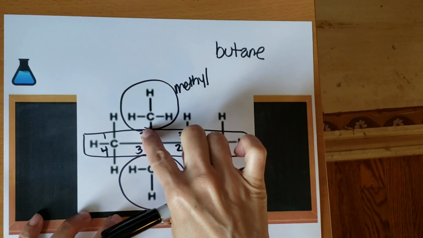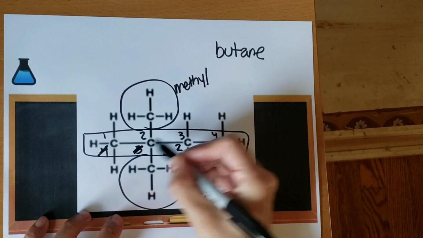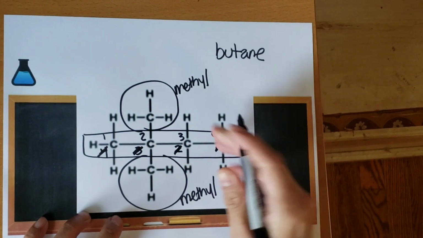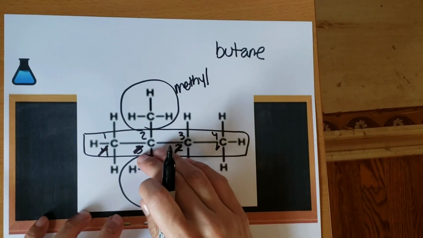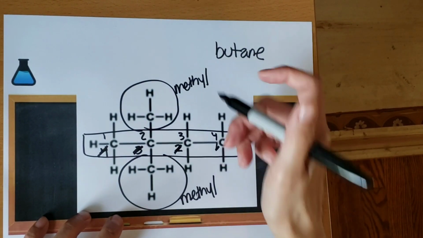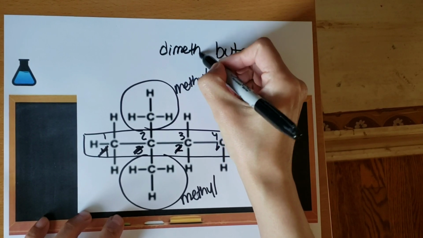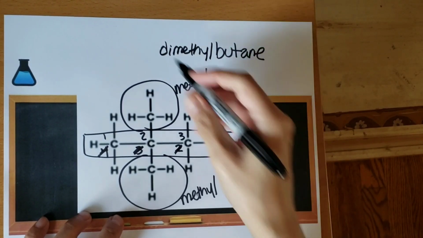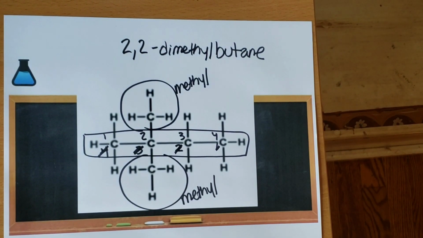So it's either number 2 or number 3. So 2 is less than 3, so I'm going to take out this bottom number scheme. And so I see that I have my methyl groups on the second carbon. But since there's 2 of them, I'm going to have to call it dimethylbutane. And then I need the address. So this is 2,2-dimethylbutane.